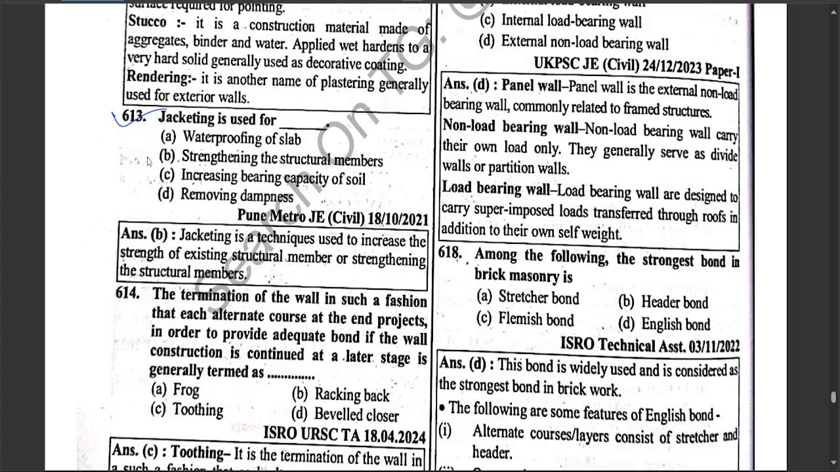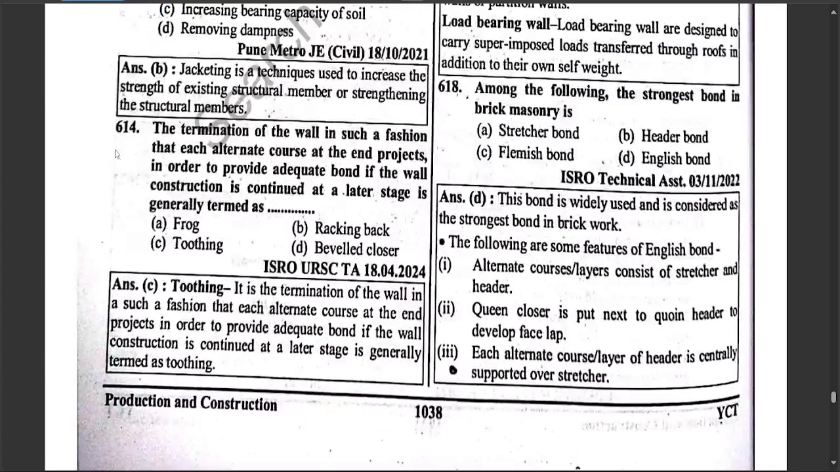Jacketing is used for strengthening the structure member. The termination of the wall in such a fashion that each alternate course at the end projects, in order to provide adequate bond if the wall is continued at a later age, is generally termed as toothing.